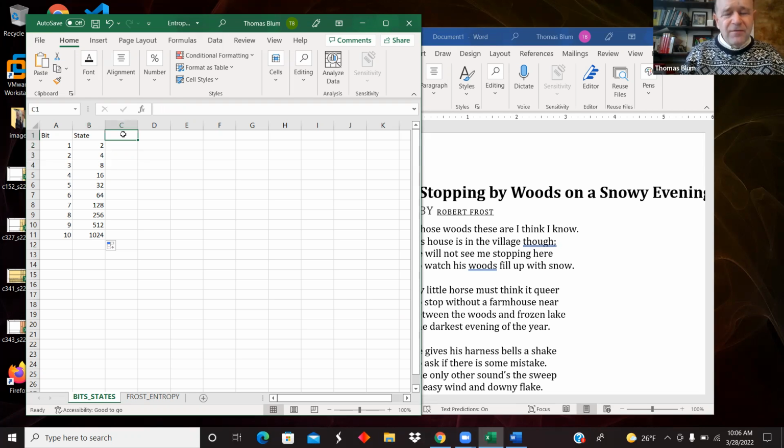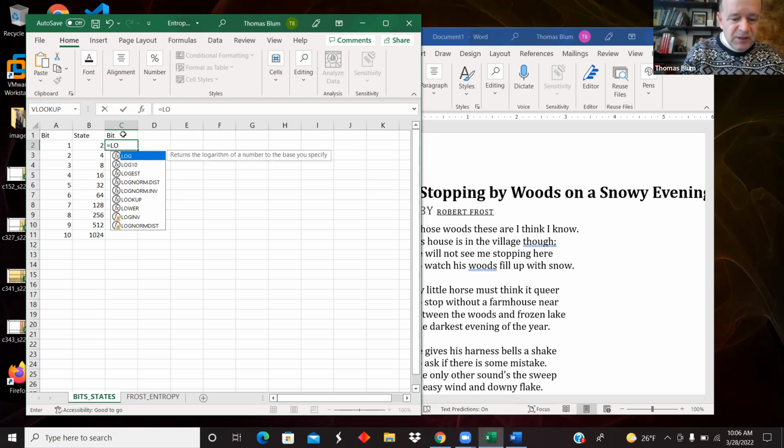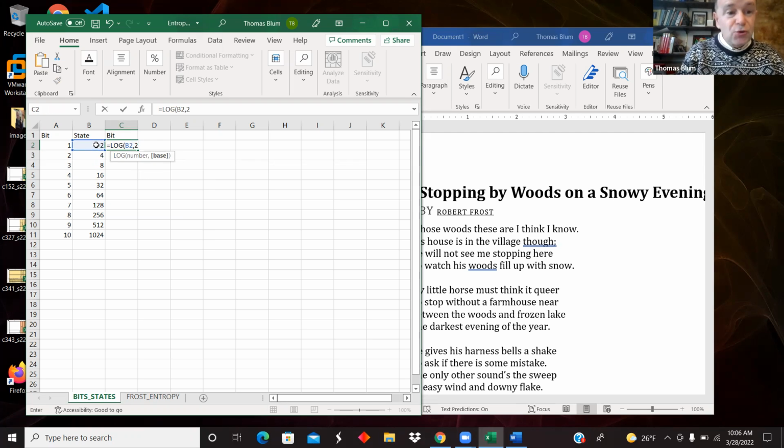And if I were to invert the relationship, if I had the states and wanted to get back to bits, that's a log base 2 relationship. So I can get back to bits if I know the number of states. Excel lets me do different base logs. So I'm taking the log of the number of states in base 2. And that's just the inverse of what we just did.